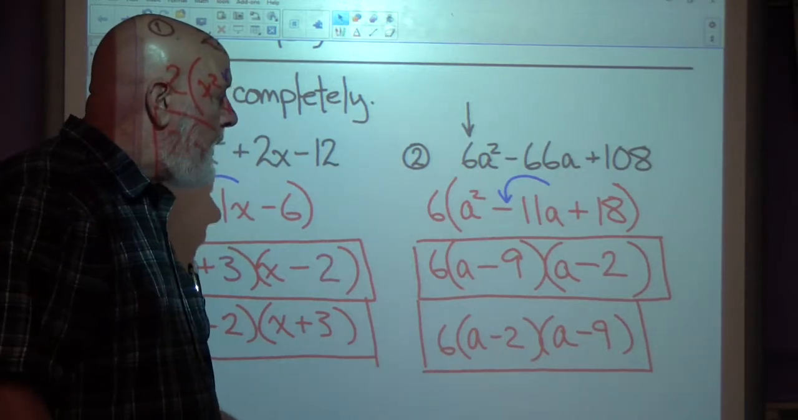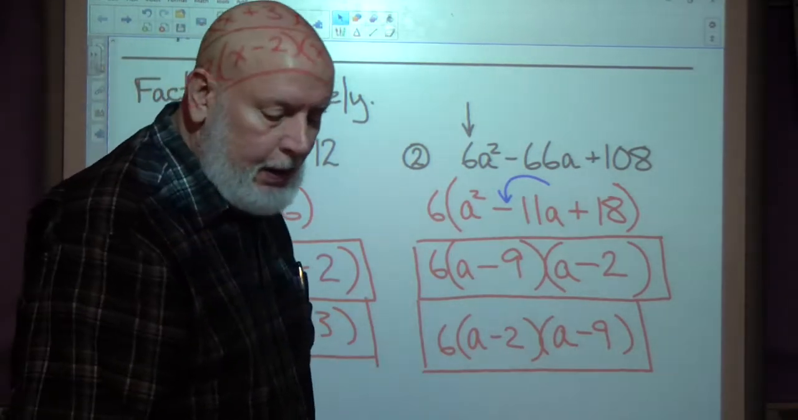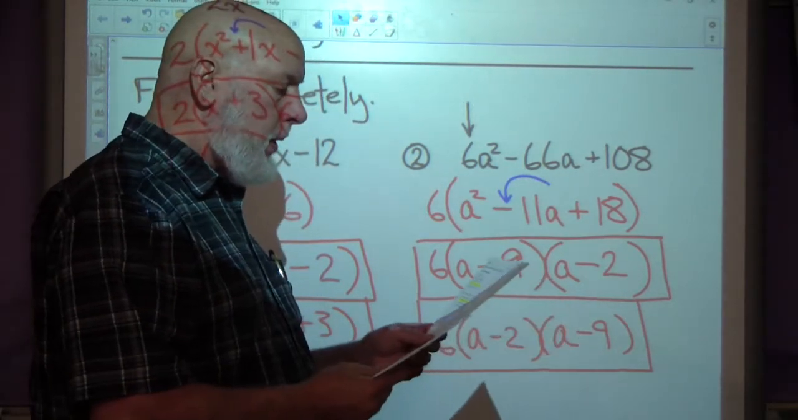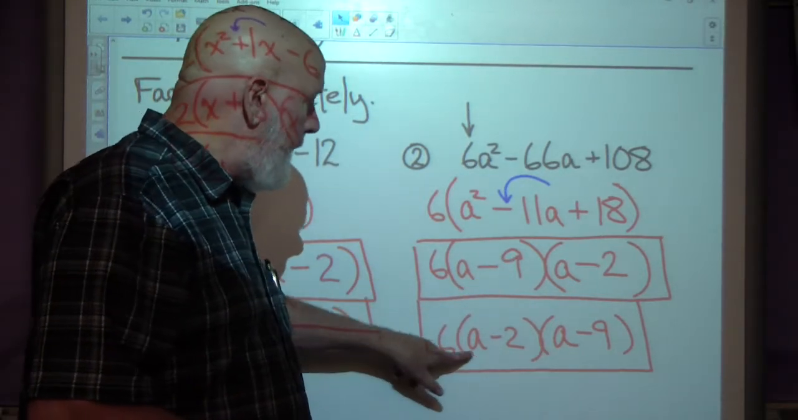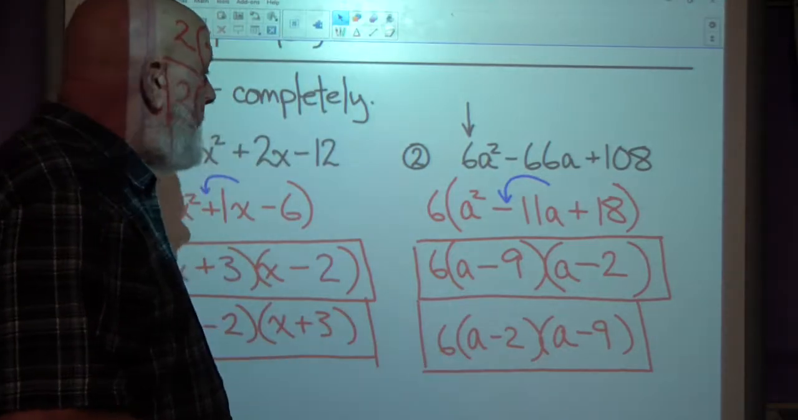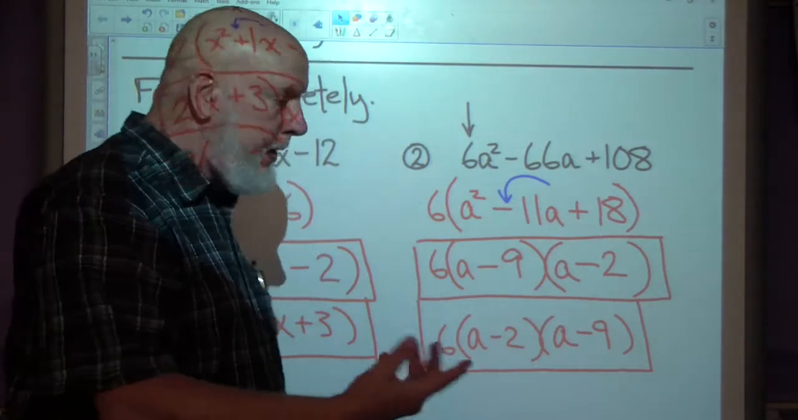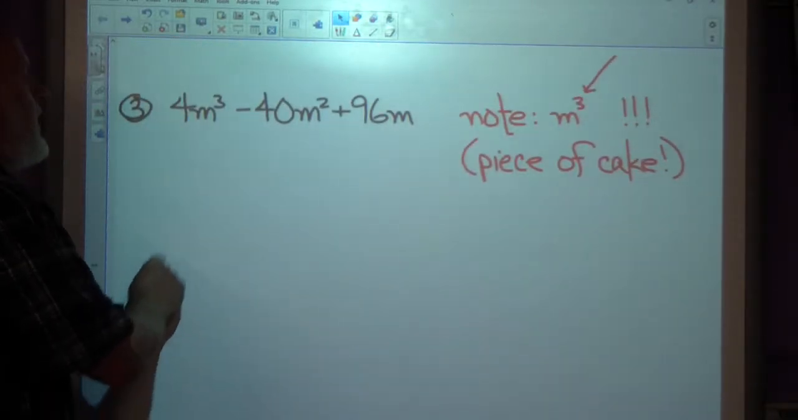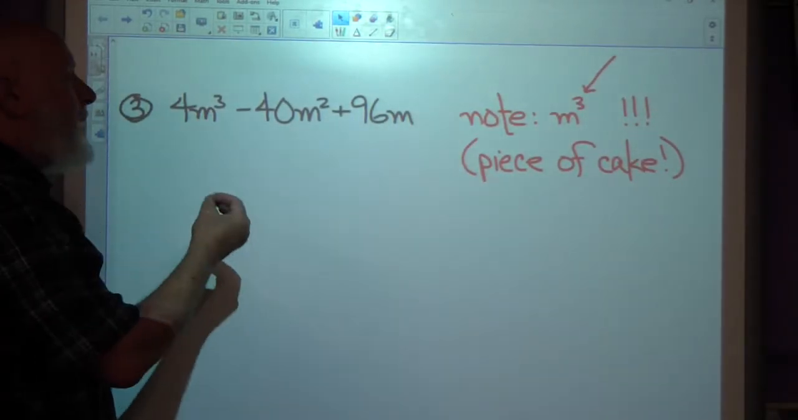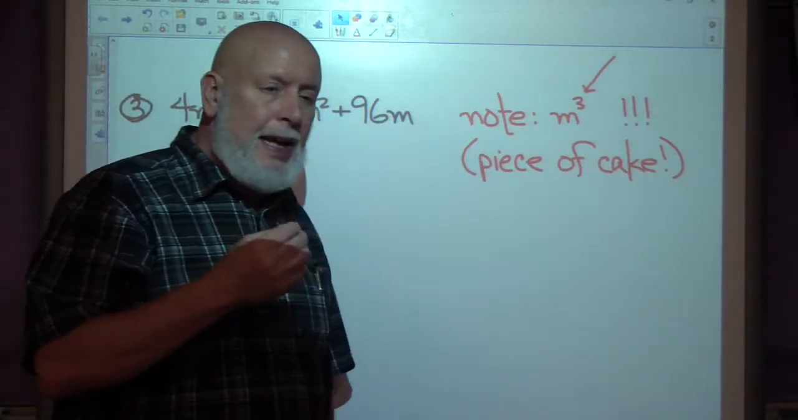Okay. So hopefully I got that one right. Let's take a look at the answer key. 6 times the quantity a minus 2 times the quantity a minus 9. Yay, they wrote it like that. Okay, I think you guys are getting the idea here. Let's take a look at one more. This is 4m cubed. We didn't talk about this, but you might see it.